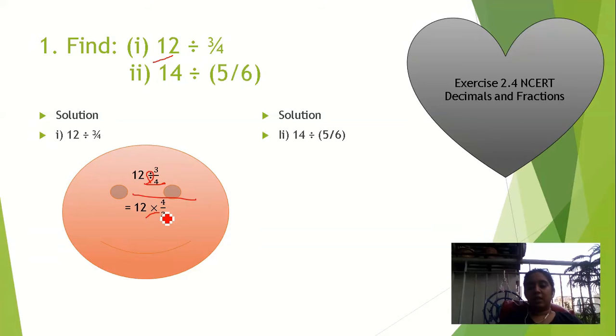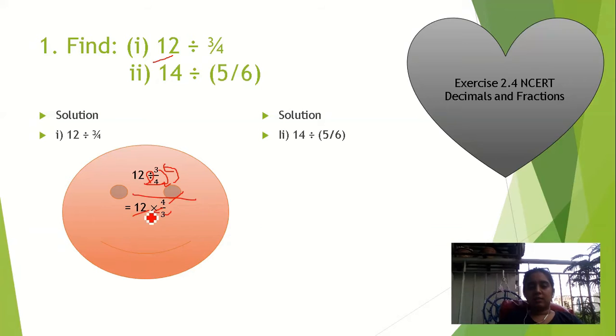But when you change the divide into the multiply, the second number, which is 3 upon 4, will reverse. It means the numerator will change into the denominator and the denominator will change into the numerator. So this divide will change into the multiply and 3 upon 4 will change into 4 upon 3. I have just changed 4 into the numerator and 3 into the denominator. Now it is very easy to solve this.